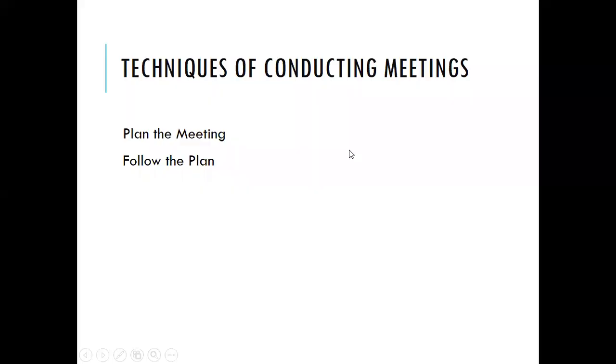Now that the meeting has been planned, the next step I'm supposed to do is follow the plan. The meeting here which I'm speaking of is a monthly meeting or a quarterly meeting or a biannual meeting, or it can also be a meeting which is done on an annual basis. What am I supposed to do as an individual when I'm conducting the meeting? First is plan the meeting. Second is obviously follow up on the meetings.